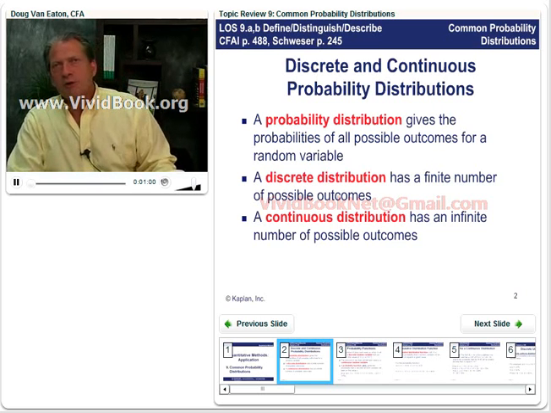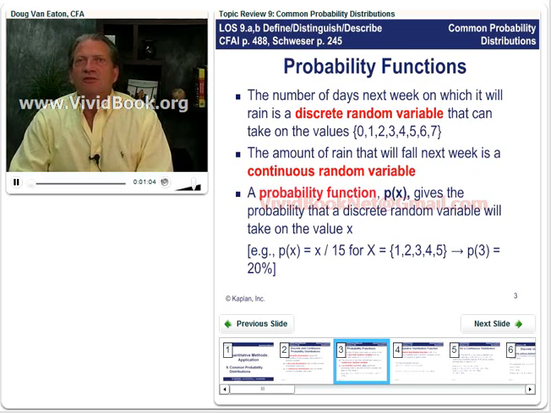If we talk about the number of days next week that it's going to rain, that's a discrete random variable. There are 8 possible outcomes if you count 0 days of rain. So those are the possible outcomes. That's a discrete random variable. It has a finite, countable number of possible outcomes.